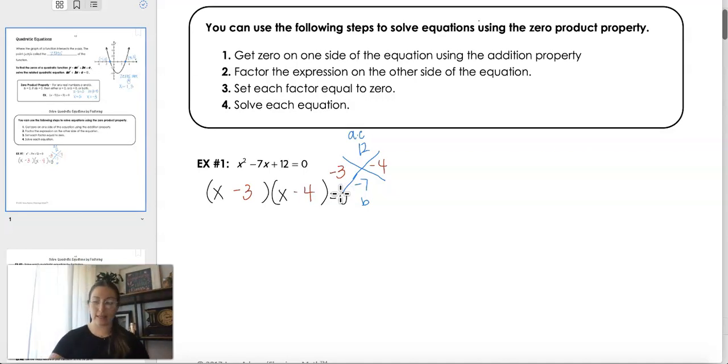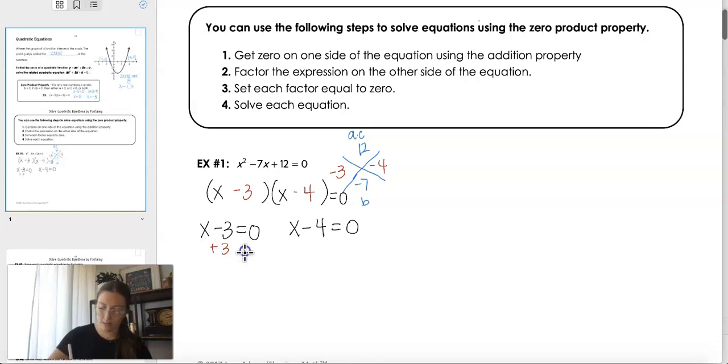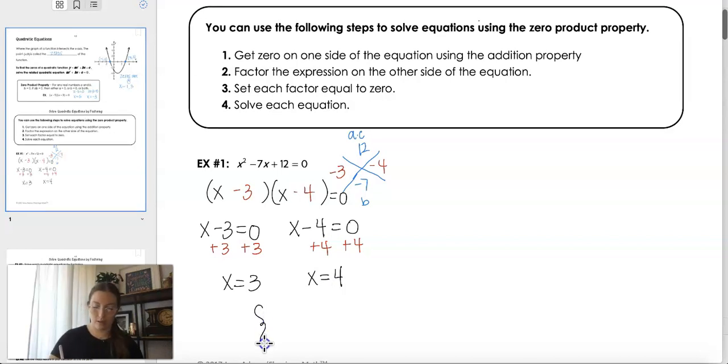All right, so now that we're at this step, you take each factor: x minus 3, set it equal to 0, x minus 4, set it equal to 0, and we solve. So this one I'm going to add 3 to both sides, and on this one I would add 4 to both sides. So we're going to get x equals 3 and x equals 4. Okay, so my zeros, or my answers, would be 3 and 4.